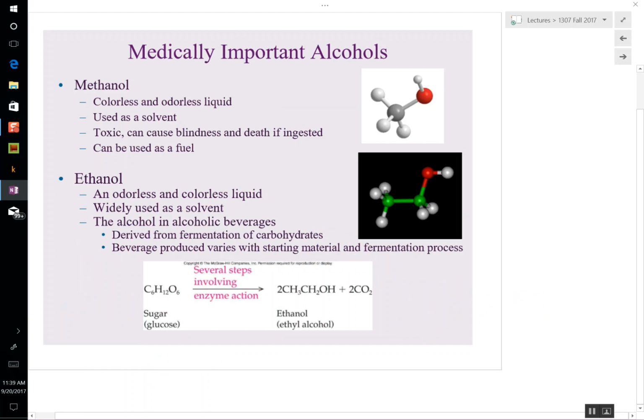So I think we'll get into classifying real quickly here. Medically important alcohols: methanol, used as a solvent, used as a fuel. Ethanol, this is what's in alcoholic beverages. You take sugar, ferment it, you can produce alcohol.